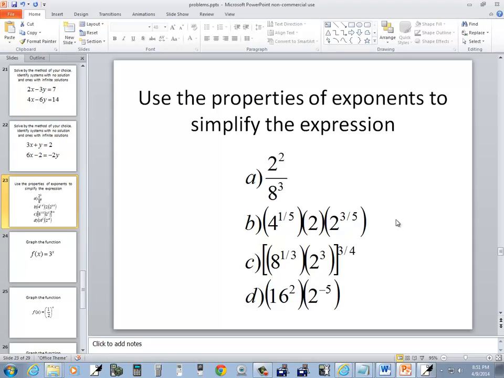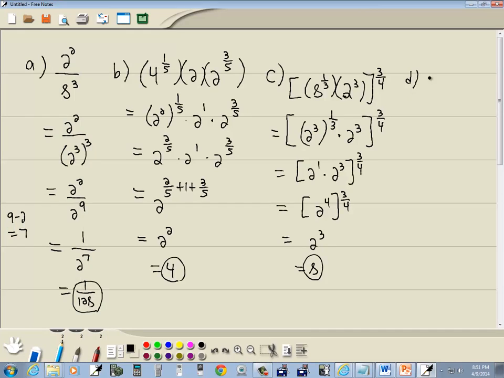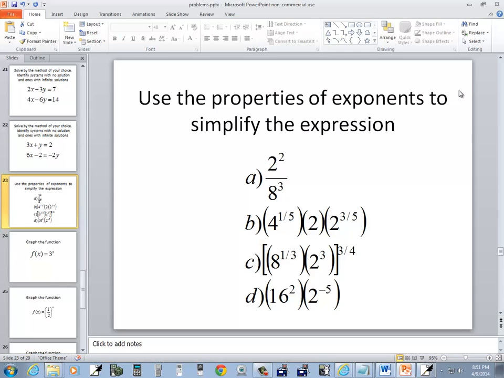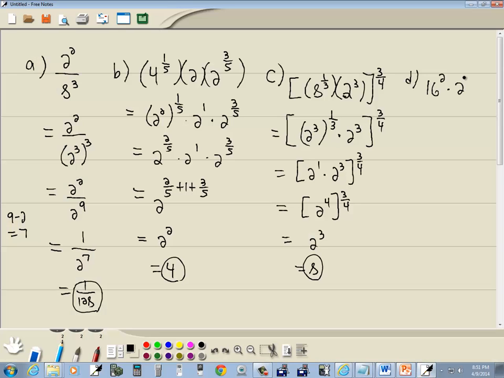Okay, D. We got 16 squared times 2 to the -5. First thing I notice is I got a negative power. I don't like negative exponents. So we'll take that down to the denominator. So we'll have 16 squared over 2 to the +5. Again, when you take anything to the opposite side of a fraction, the sign of the exponent changes. So it goes from a -5 to a +5 power.